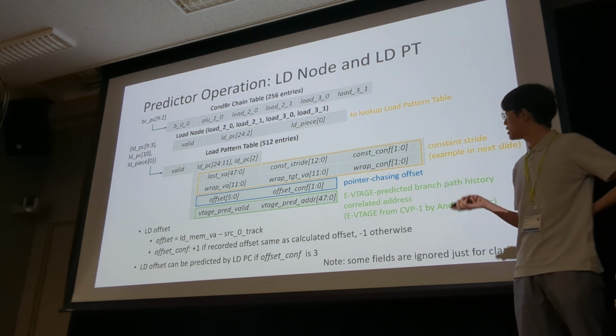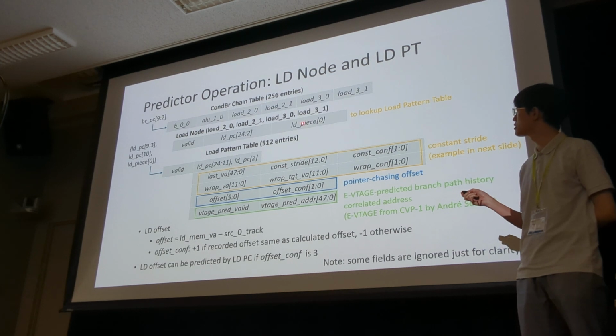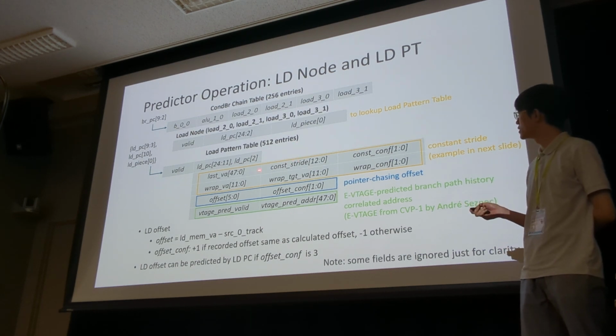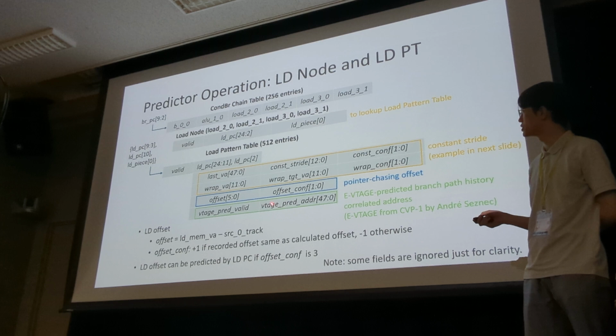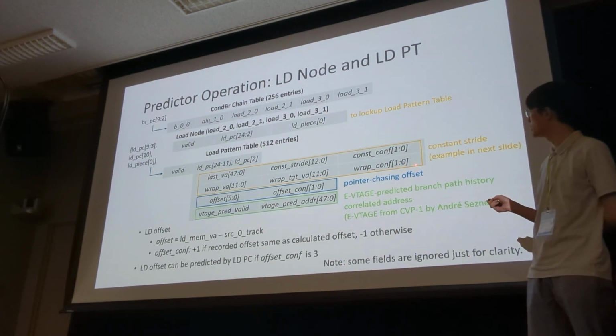So for the load node, the load PC and the load piece information is recorded. They are also used to look up the load pattern table. There are three groups of fields to be trained and used in prediction. First one is for constant stride, and I will show you an example in the next slide.